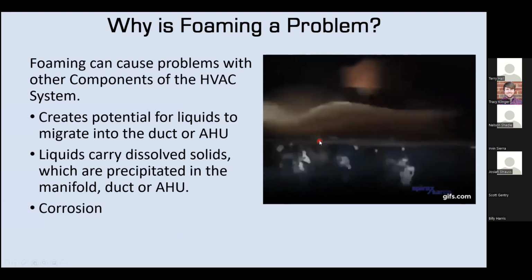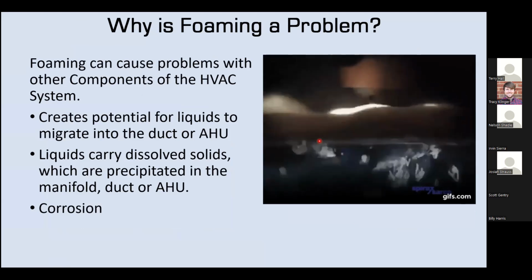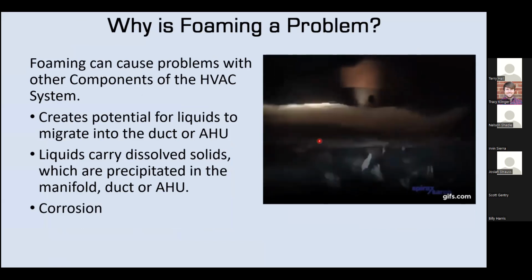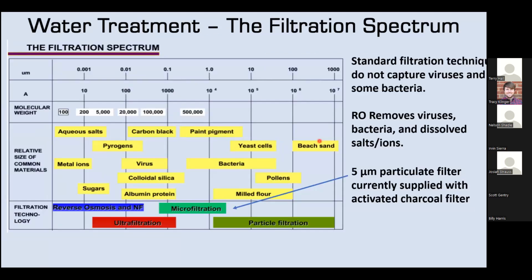This is just from Spirax Sarco in a boiler. Same thing happens in a humidifier, and all that foam gets out into your ductwork. This is why we use RO water for purification and to remove dissolved ions.